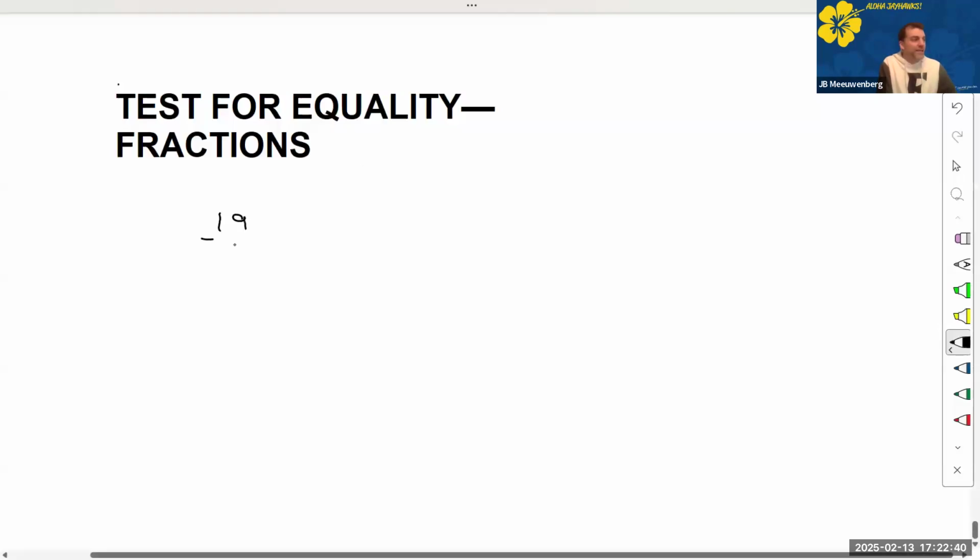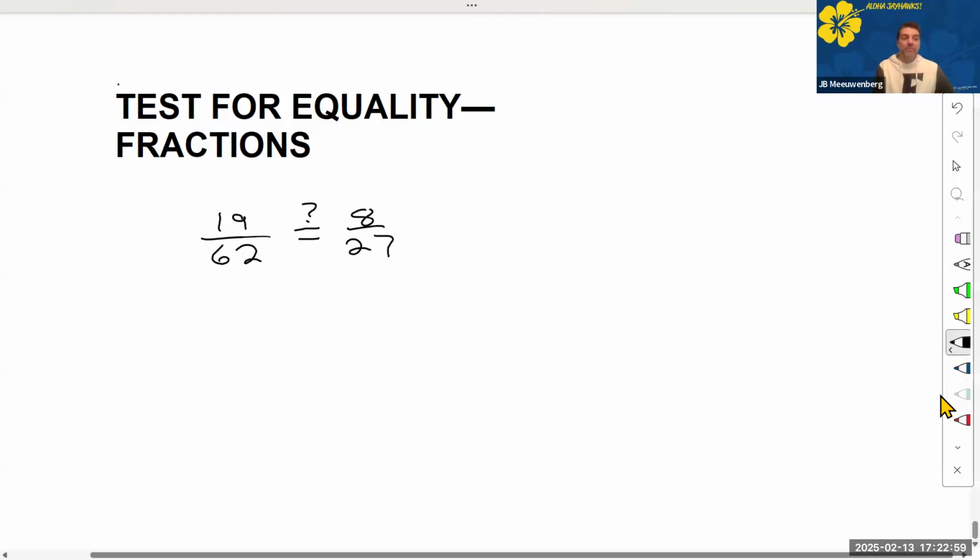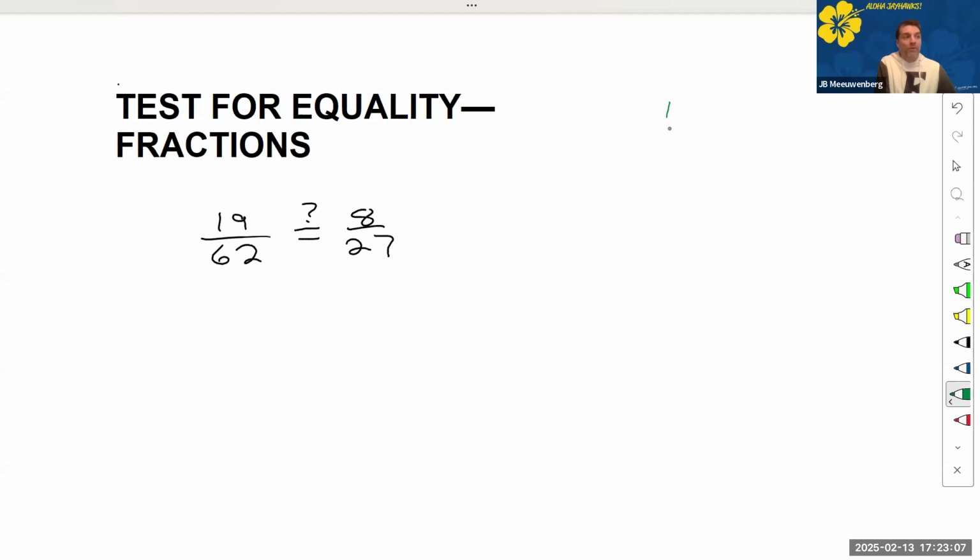So let's take some fractions where it's not completely obvious. 19 over 62 and 8 over 27. And the question is, are those equal? We'll put an equal sign with a question mark. Well, one way you can go about this is to get a common denominator. It's easy to tell which fraction's bigger if the denominators are the same. We know 1/3 is less than 2/3. They have the same denominator.